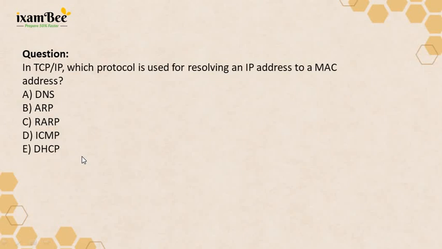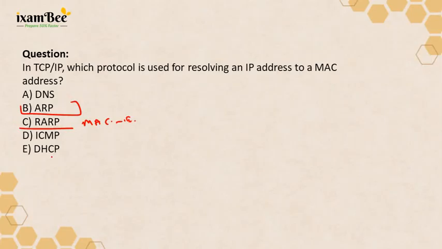Let's move to the next question, which is from data communication and networking. In TCP/IP, which protocol is used for resolving an IP address to a MAC address? The correct answer is ARP. So ARP resolves an IP address to a MAC address, whereas RARP, which is the reverse of ARP, resolves a MAC address to an IP address.